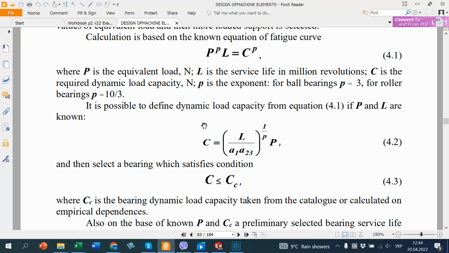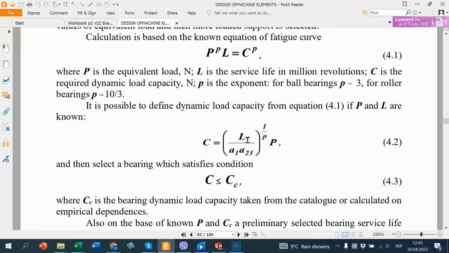It may be found from this formula. Pay attention here: p small and P capital are not the same. P small is an exponent, 3 for ball bearings and 10/3 for roller bearings. And P capital is an equivalent load. You see that in this formula we have two parameters that look the same, but are not the same.